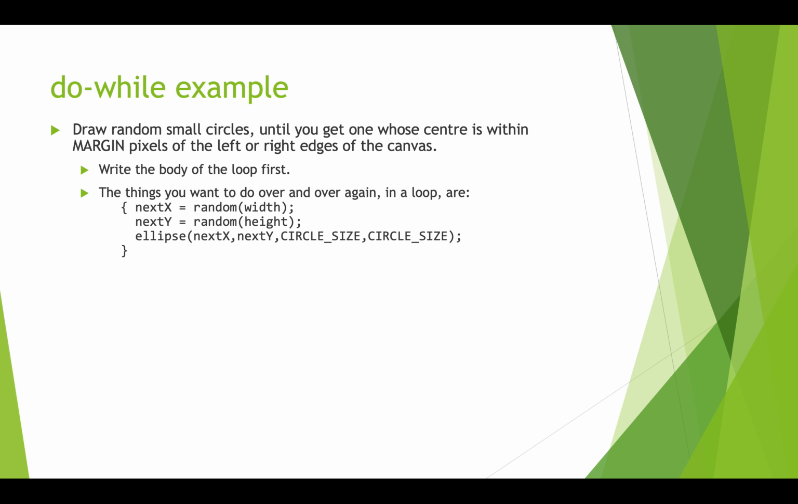So in the body of the loop, what we want to do is get random width and random height and assign them to nextX and nextY, and then draw our ellipse, and the circle size might be 10 or 20.